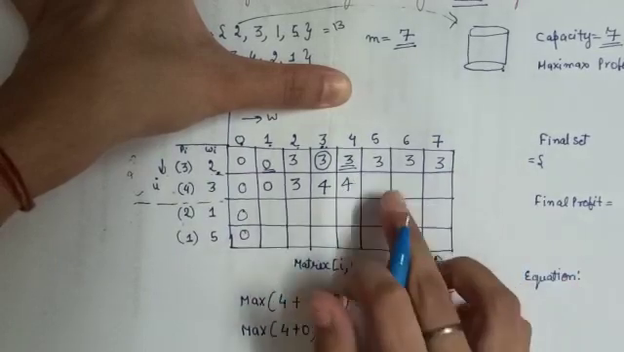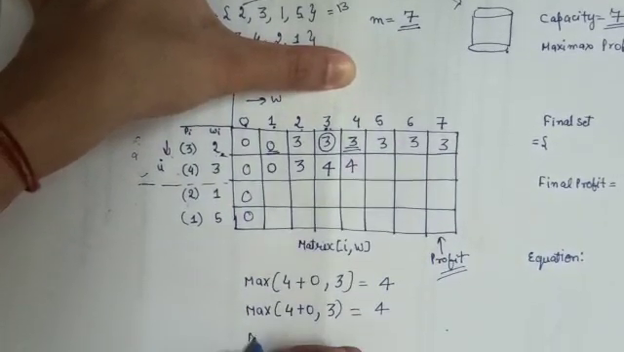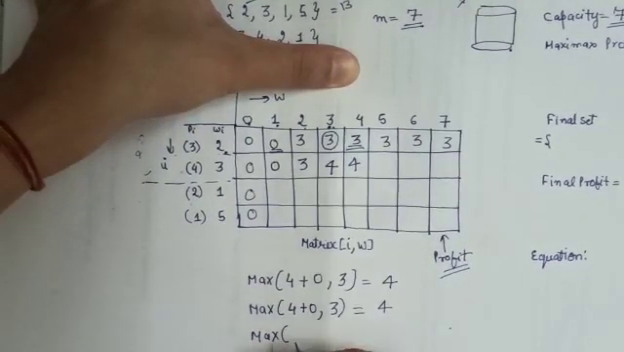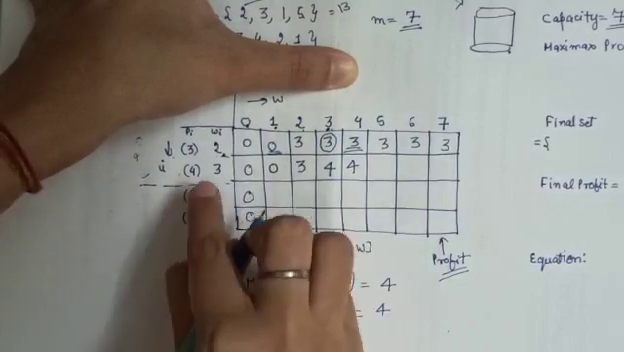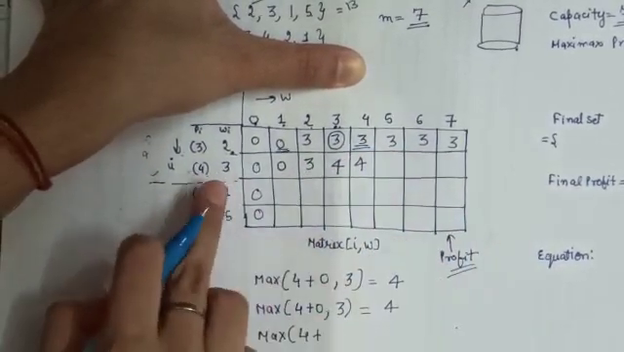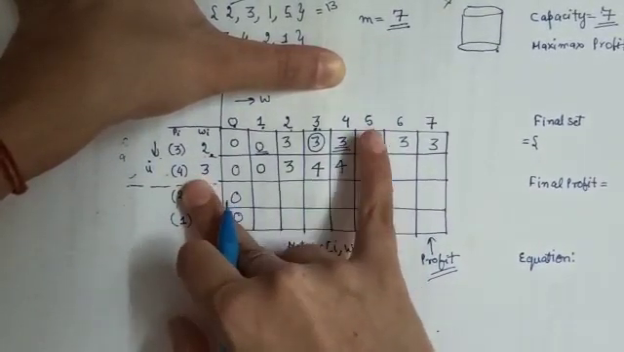Okay. If I come over here, again, if I include it, the capacity of the bag is 5 and the item's weight is 3, what will I do? I will include this element. What is the weight over here? 3. What is the capacity of the bag? The capacity of the bag is 5.